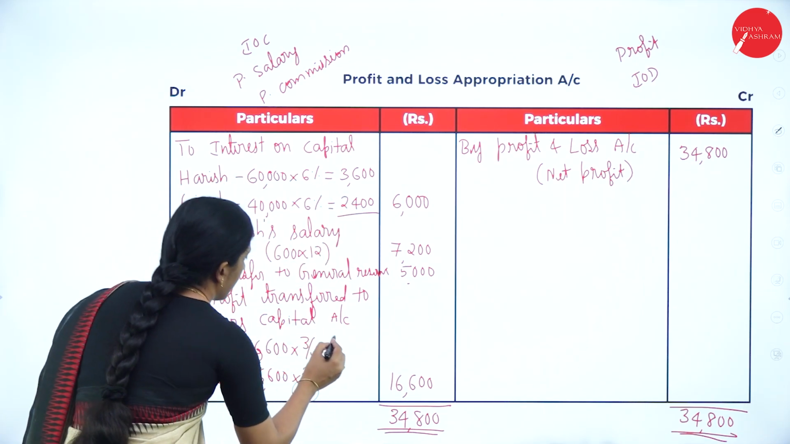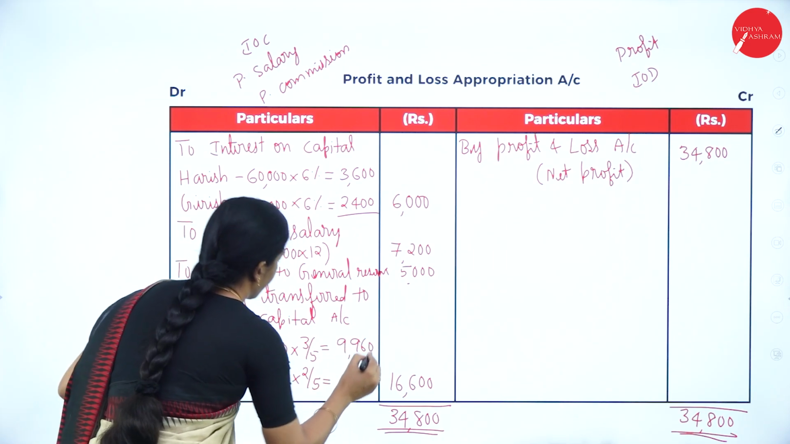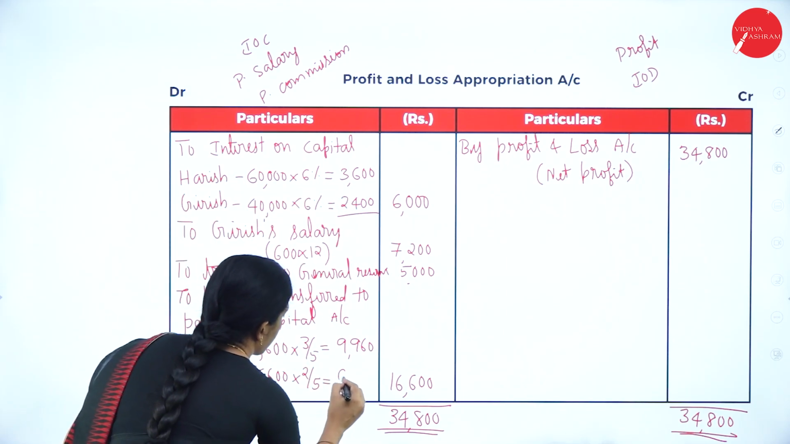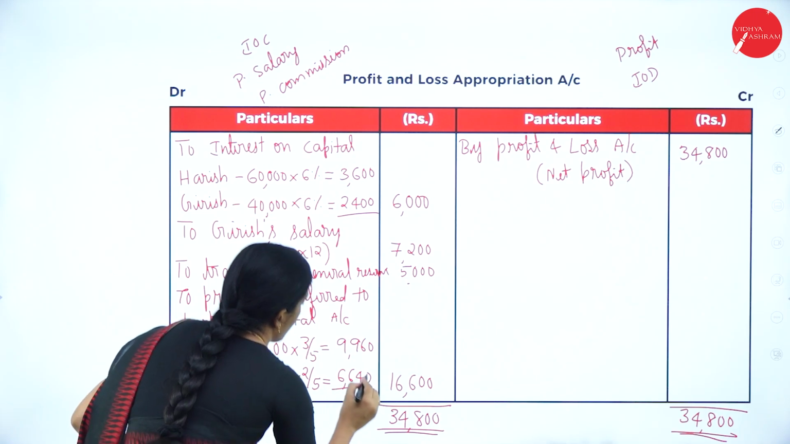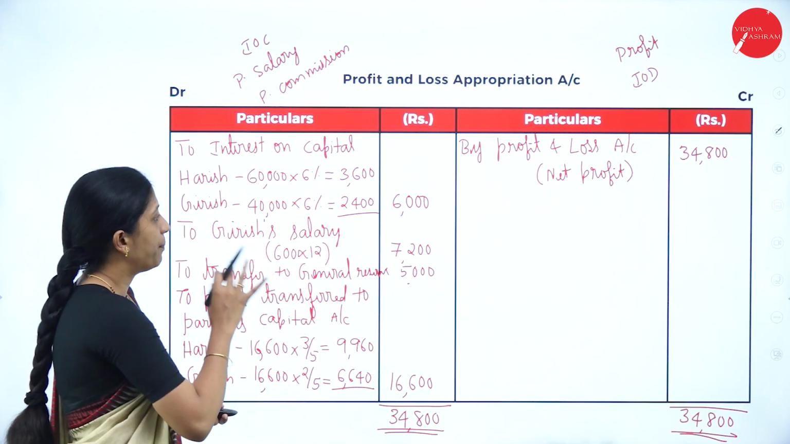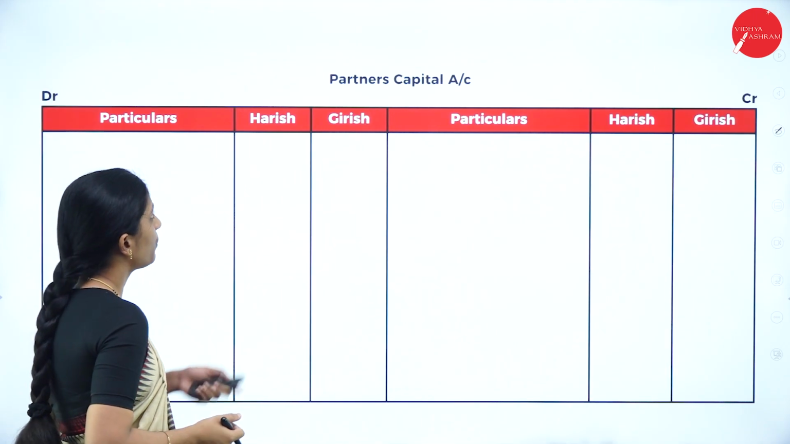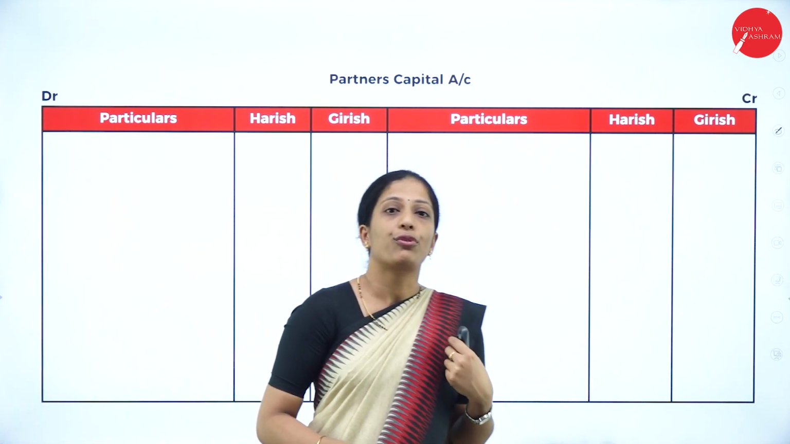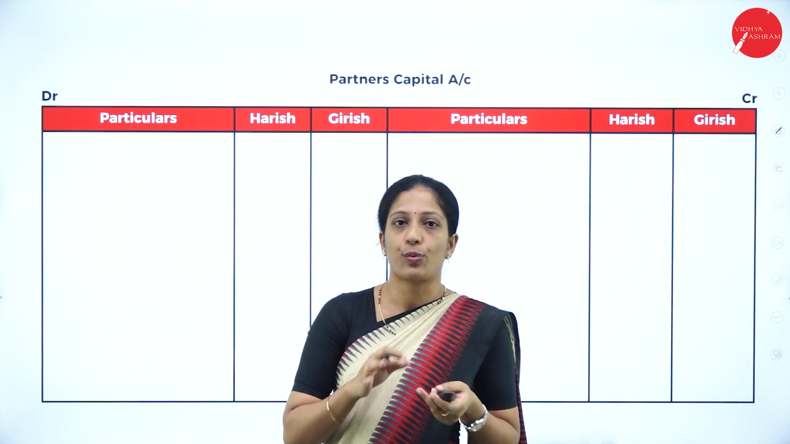So, it will be 9,960, and 16,600 into 2 divided by 5. So, it will be 6,640. So, hope you are clear about P&L appropriation account. Now, we shall continue with your partners' capital account. So, this you have learnt in your second PUC, how to prepare your partners' capital account.